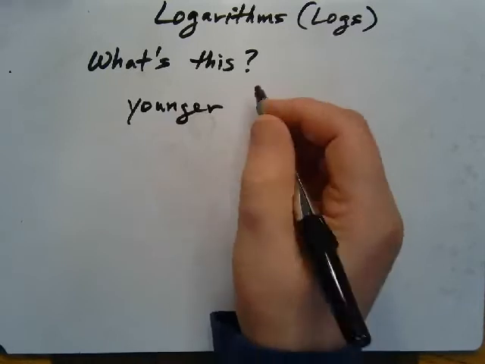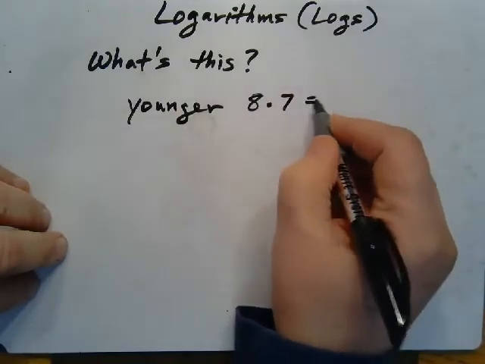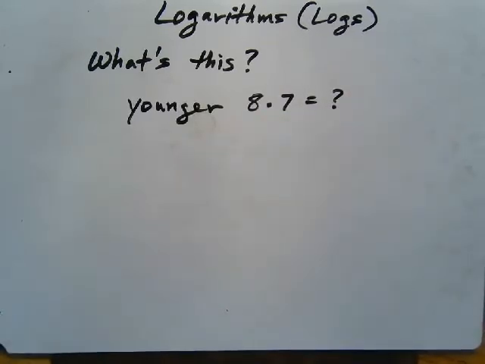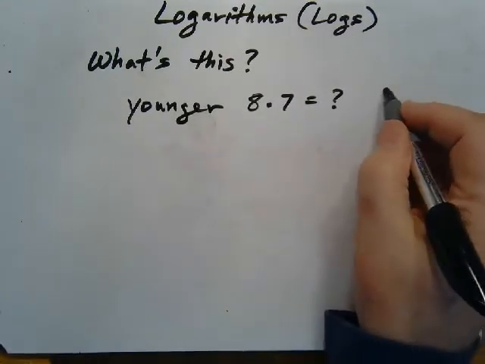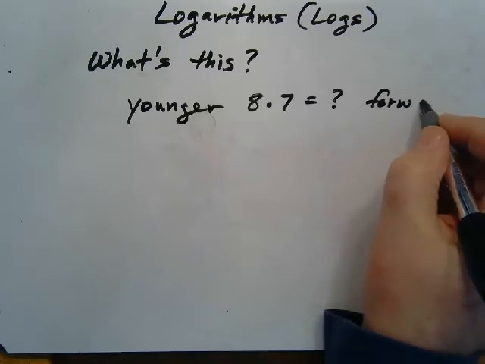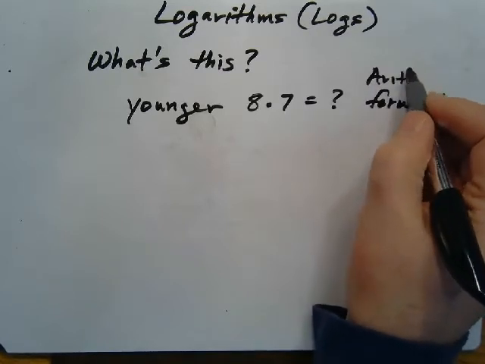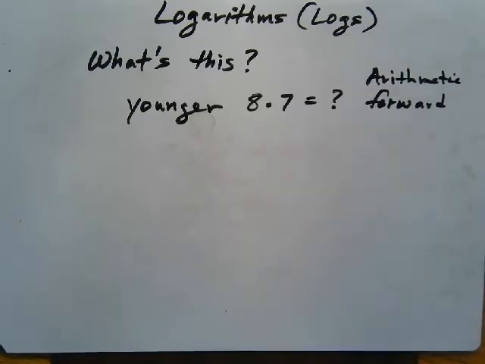you got problems like this: 8 times 7 equals, and then they'd put a question mark over here and ask you to find the answer. Well, 8 times 7 is 56, and we're working in what you might call a forward direction. By the way, this is called arithmetic. And this is where it all starts, our ability to do arithmetic in a forward fashion.